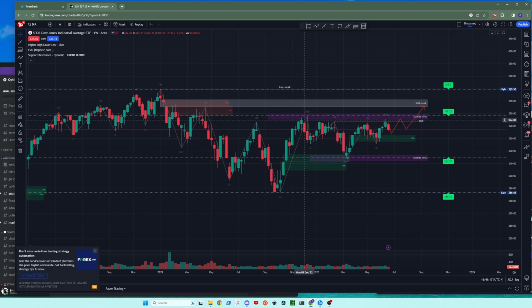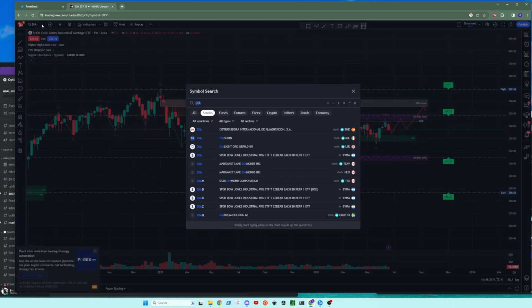348.75. But I usually look at the wicks of resistance areas. So liquidity hasn't been taken out at all to the upside. I'm still looking for some downside move, and probably down to this fair value gap. I'd be looking for some support around 330. Anyway, that's going to be DIA.